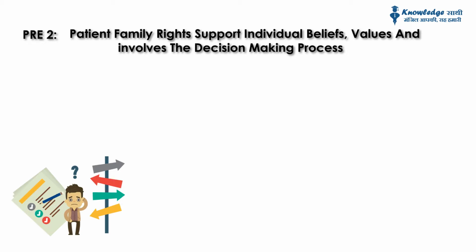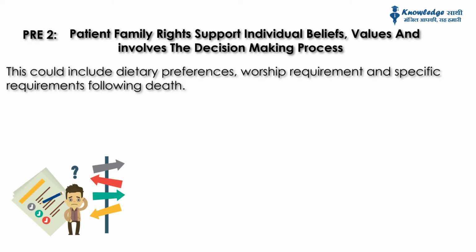Number 2. Patient and family rights support individual beliefs, values, and involve them in the decision-making process. This could include dietary preferences, worship requirements, and specific requirements following death.